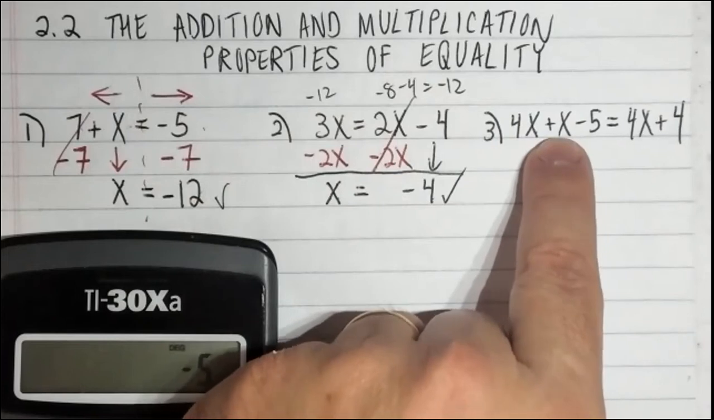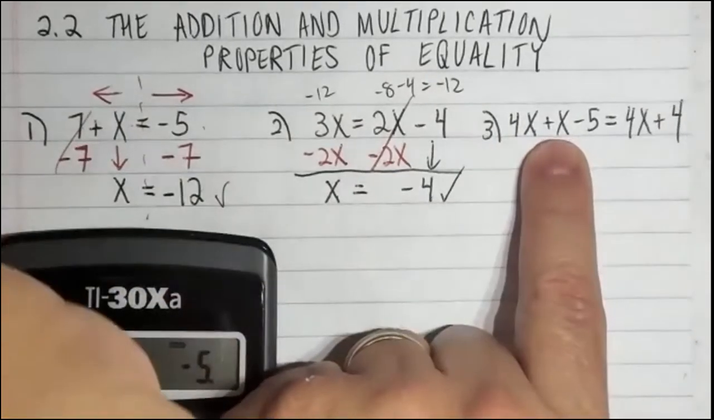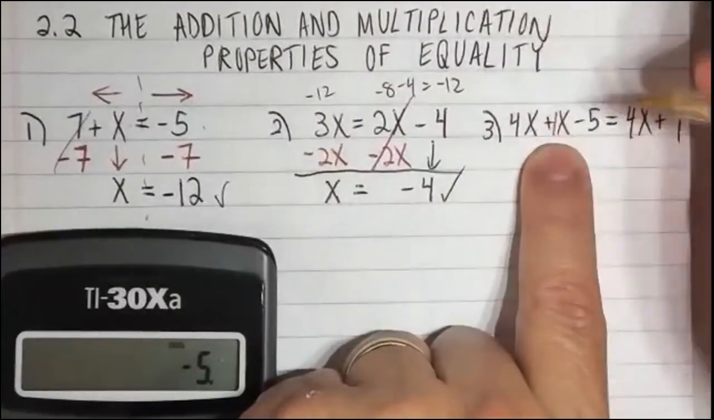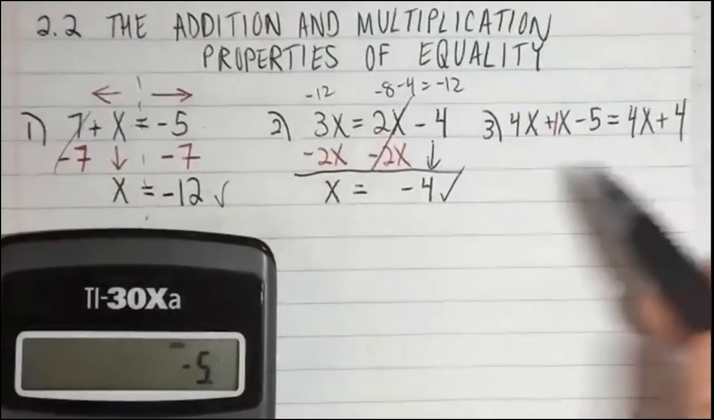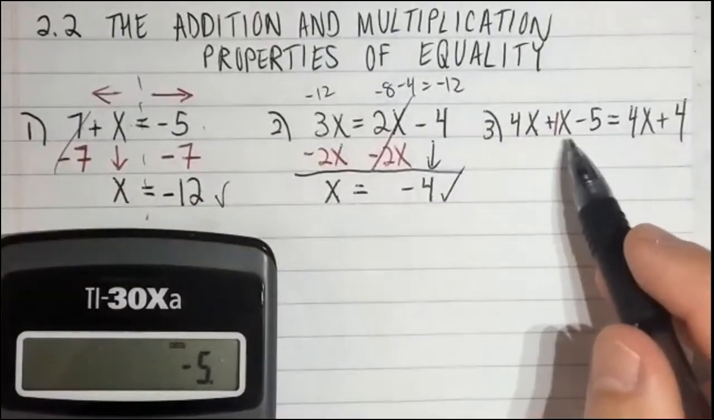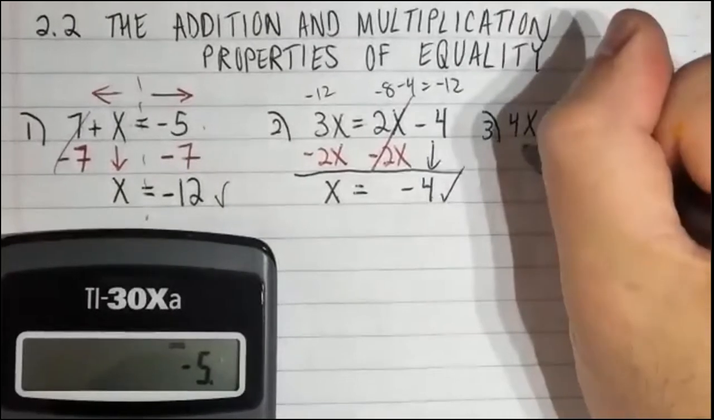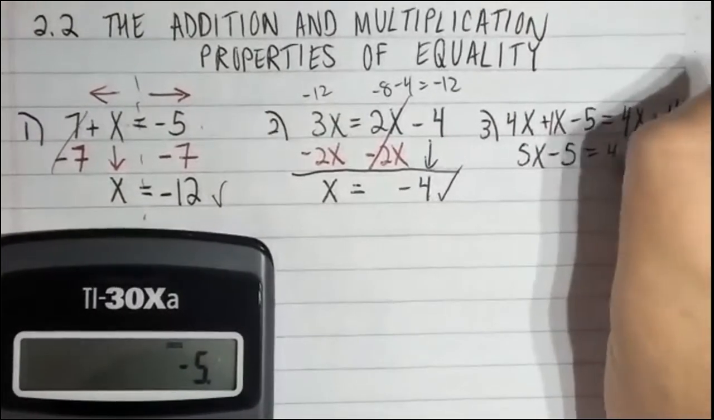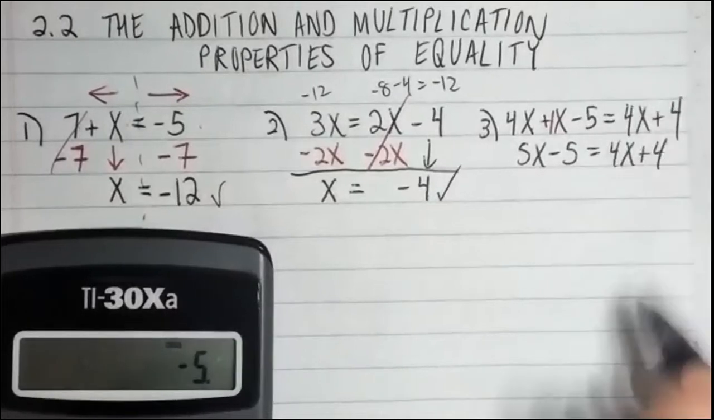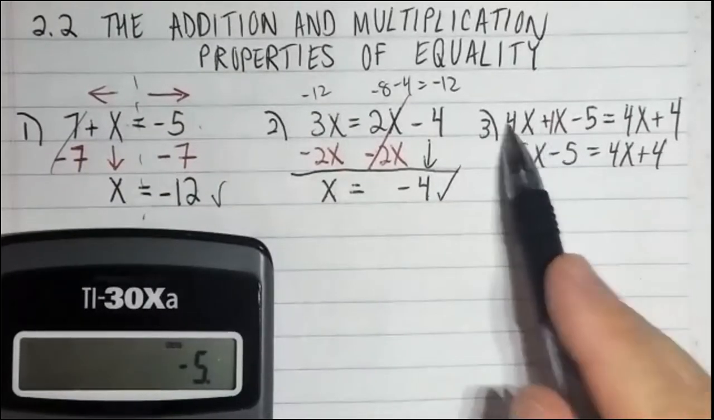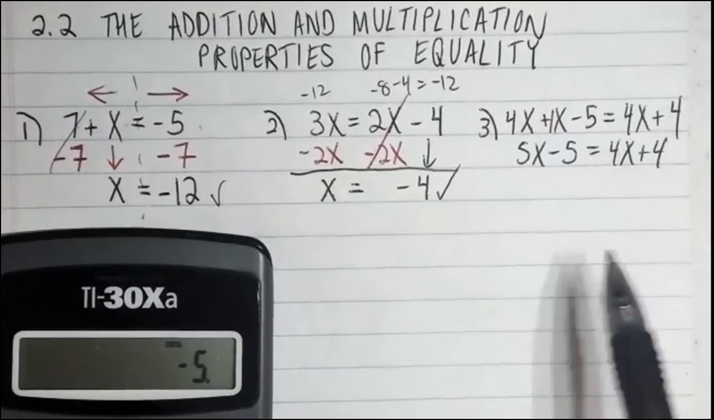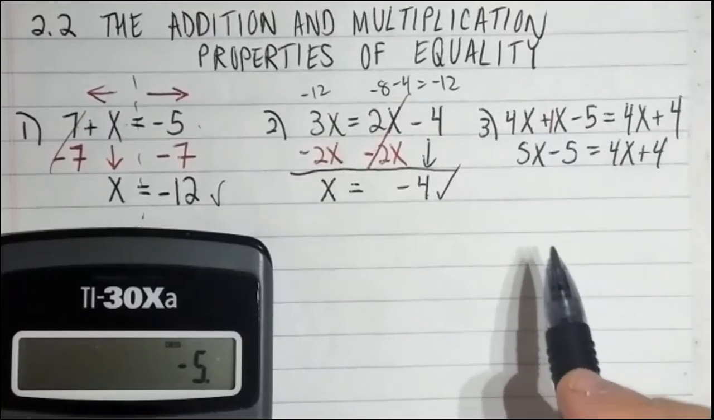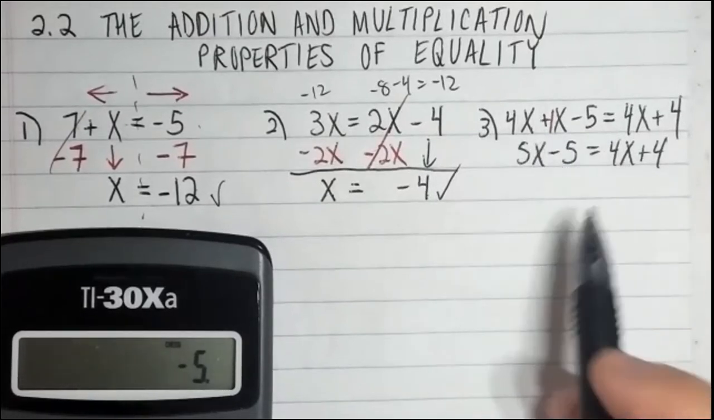I got that 4x and that x there. We know that that is a 1x, right? So I want to combine those first. 4x plus 1x would give me 5x. So I got a 5x minus 5 equals 4x plus 4. The only thing I did was add these two terms together before I start doing anything else. And now we're going to solve this algebraically.